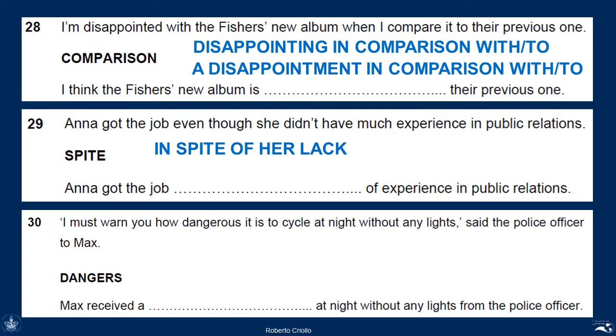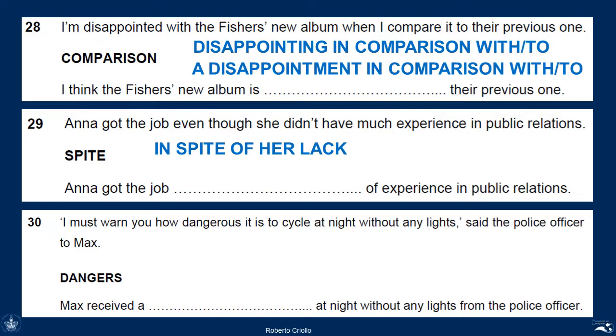Number 30. "I must warn you how dangerous it is to cycle at night without any lights," said the police officer to Max. So then we have the word "dangerous", and obviously, because the police officer is warning him, we can say "a warning". So Max received a warning about the dangers of cycling at night without any lights.